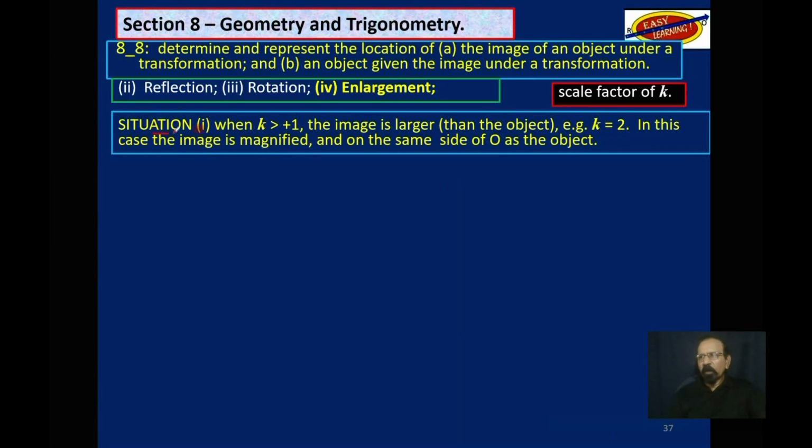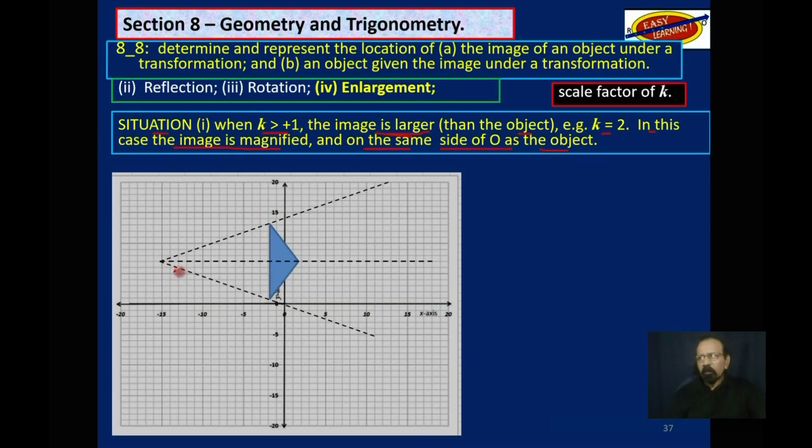Now, situation 1, when k is greater than +1. The image is larger than the object. Example, if k is 2. In this case, the image is magnified, and it is on the same side of O as the object. We saw this before. O is here, object is here, image is here. That will be when the scale factor is greater than +1. So you have an enlargement at O with a scale factor greater than +1.